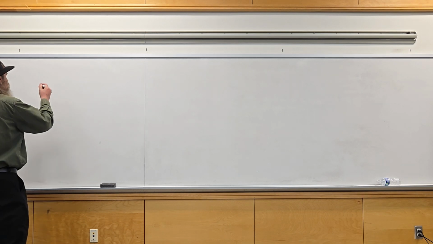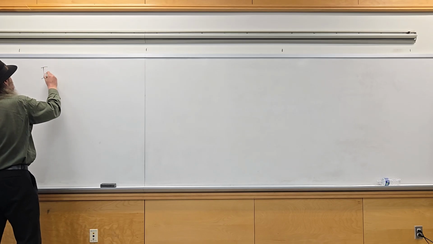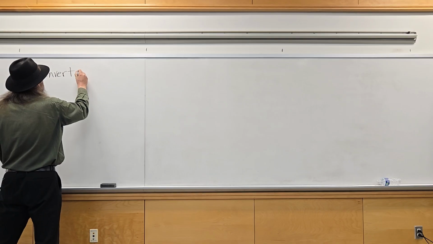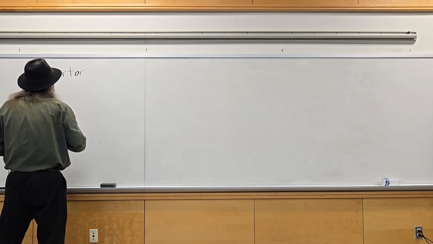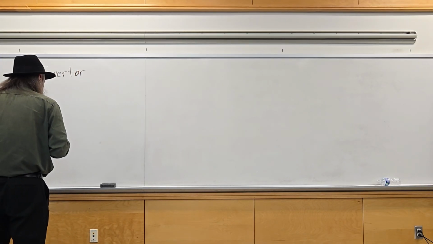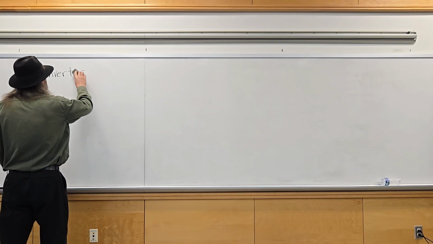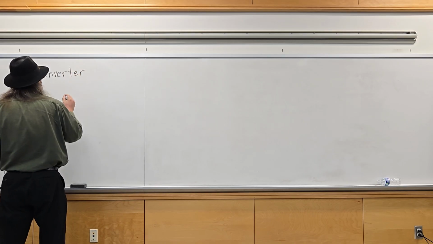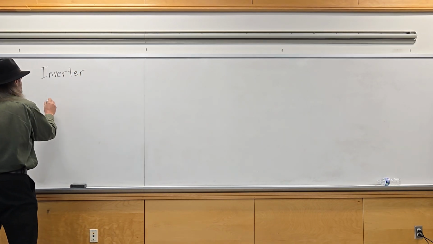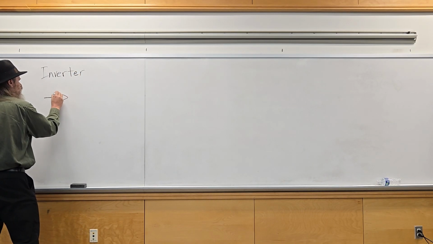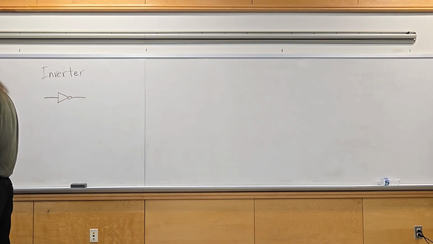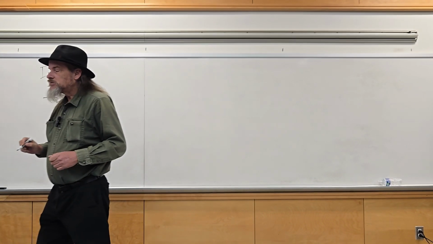Okay, first we have the inverter. Gates. Or is it ER? I think it's ER. Inverter. The symbol for the inverter is a triangle with a bubble on the output.